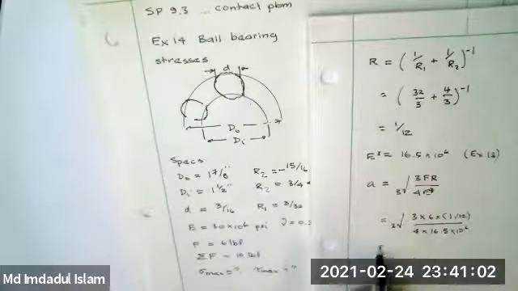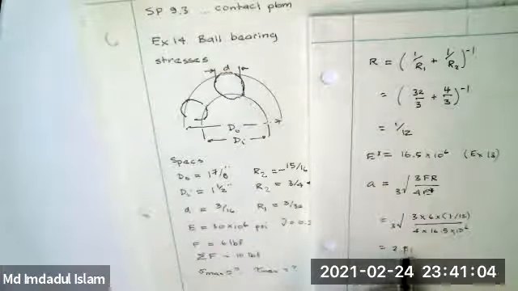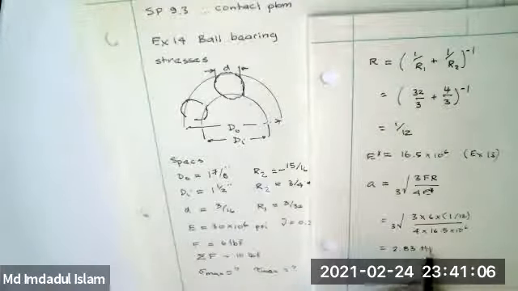And so if you calculate this, it's 2.83 thou. That's thousandth of an inch.